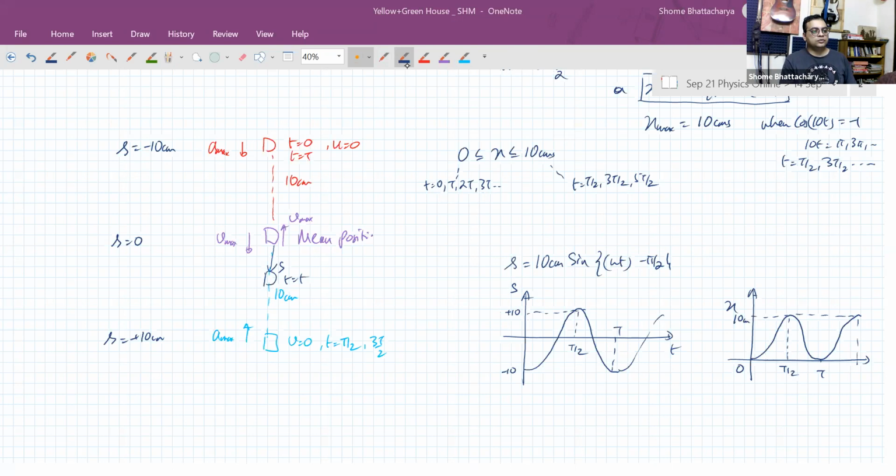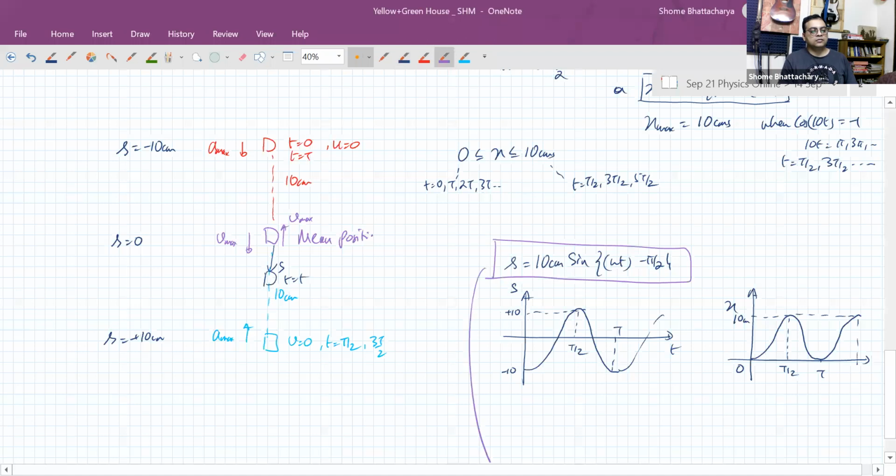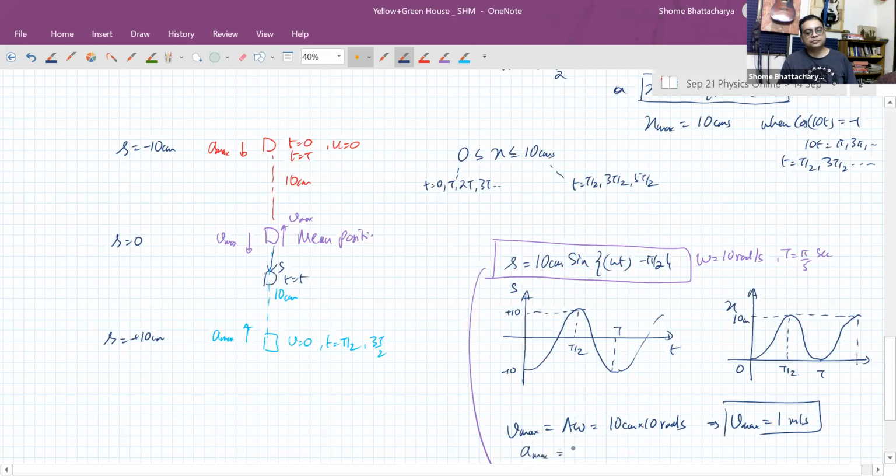Okay. So now you can also see that for this given equation, of course, our omega was 10 radians per second. So time period is pi by 5 seconds. Okay. But also you can see that V max is equal to A omega. So 10 centimeters into 10 radians per second. So maximum speed of the block when it's passing through the mean position is in fact 1 meter per second. And maximum acceleration, A omega square, you expect it should be g actually.